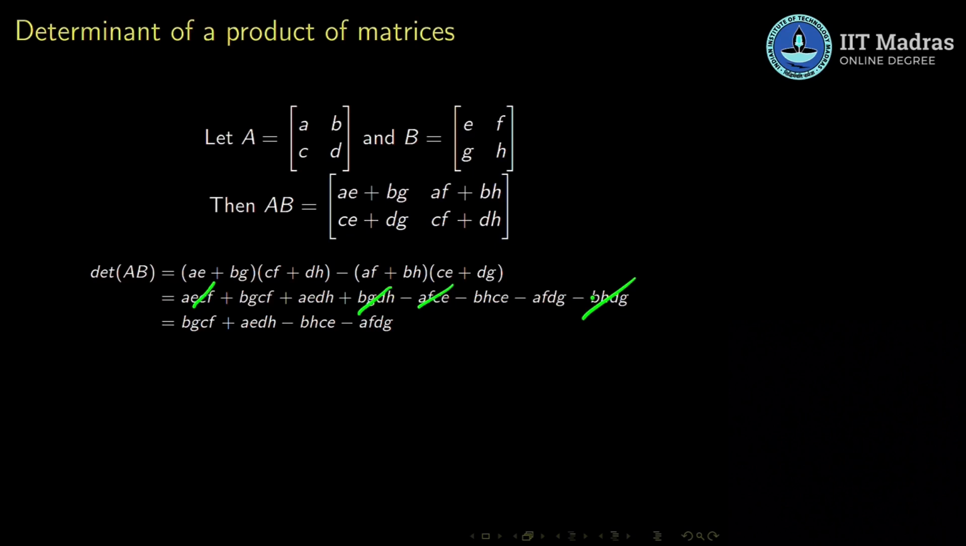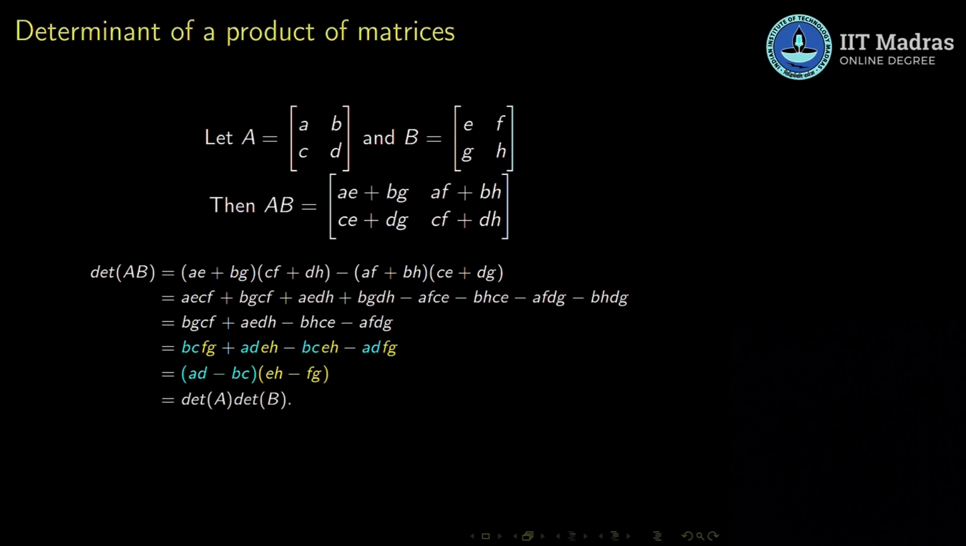Okay. So, let us now put these terms in a particular way. We will write this as bc times fg plus ad times eh minus bc times eh minus ad times fg. What have we done? We have taken the entries coming from A first and the entries coming from B next. You can see some terms are common here, so let us take the common terms out. If you do that, we are going to get (ad minus bc) times (eh minus fg).